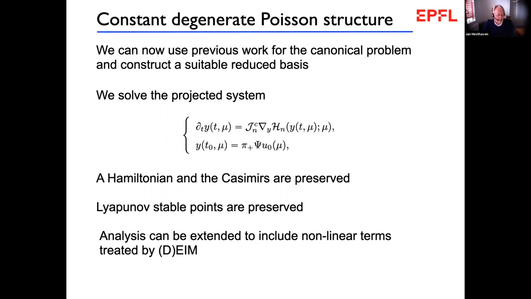So for the problem where the Poisson operator is constant but non-canonical, this is a relatively simple way, because once you have done it like this, the Casimirs are the Casimirs, and the Clebsch variables can be evolved. Now it's a Hamiltonian problem which is non-degenerate, and you can use the method that we talked about just before.